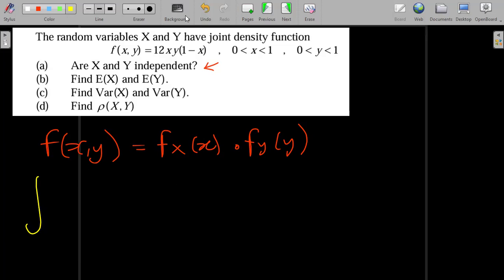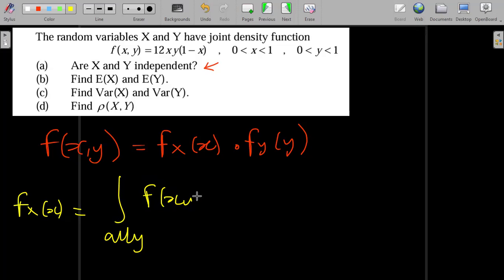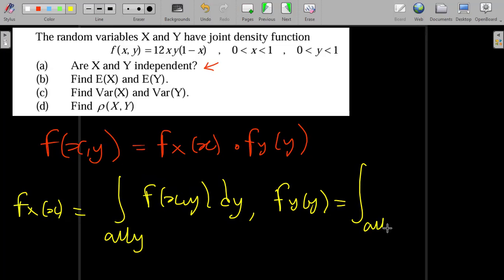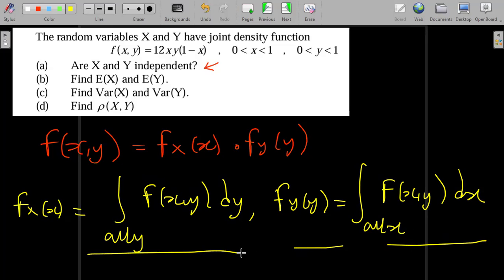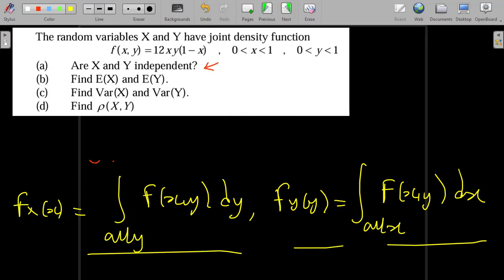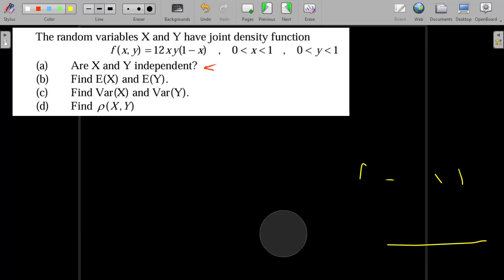Marginal of X is just the integral over all Y of the joint PDF dy. And then marginal of Y is the integral over all X of the joint PDF dx. So we need to find this function as well as this function, then get their product and see if it equals the joint density function. If that is achieved, then we're going to conclude that our X and Y are independent.